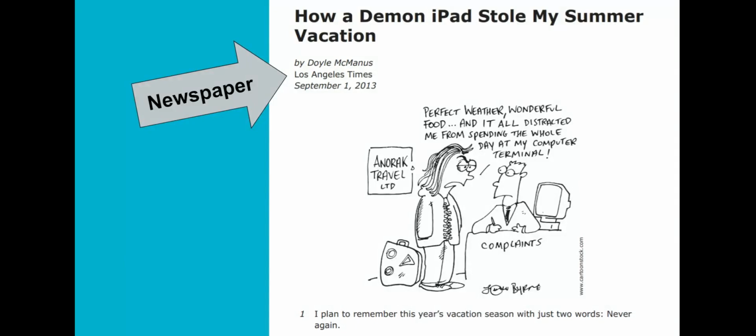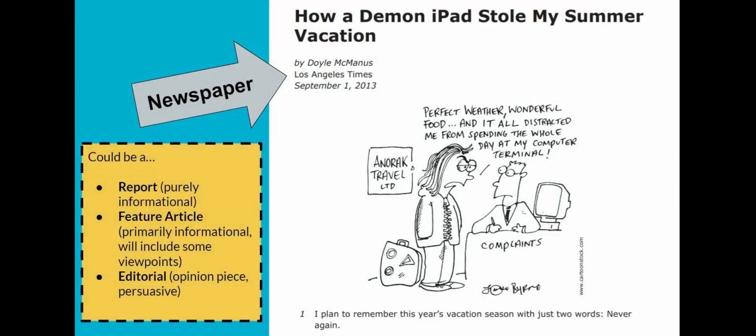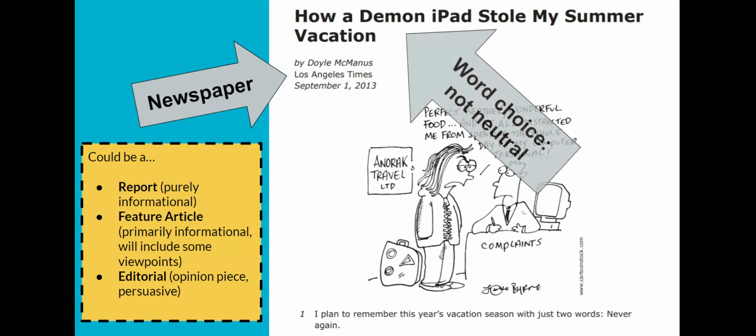Okay, so you know that it's going to be a report, which is purely informational, a feature article, which is primarily informational, but will include some viewpoints from people that they interview and maybe a little bit of the viewpoint of the author of the article. Or it could be an editorial, which is an opinion piece, and it's meant to be persuasive. You can tell by the title alone that this is not a neutral piece. Look at the word choice, a demon iPad. That's meant to have some sort of comedic effect, but you can tell that there's an opinion embedded in the title alone.